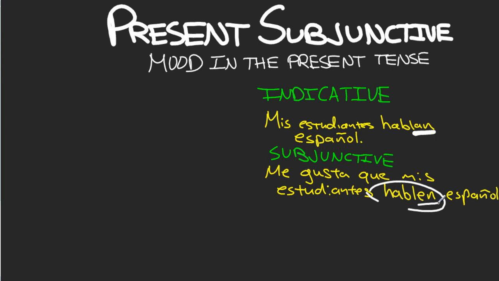And I needed to use that because I used the phrase me gusta. So I was simply describing the fact that I like that my students speak Spanish. So the focus in this statement is not on the students speaking Spanish. It's more on my perception of it, more of my opinion and my feeling that I like that this happens. And so the question then is, when do we use the subjunctive?